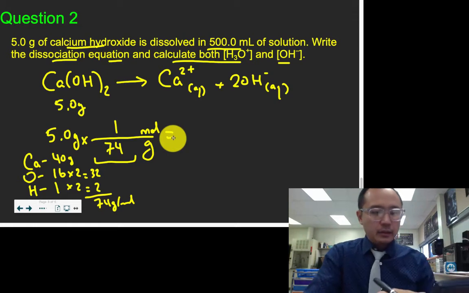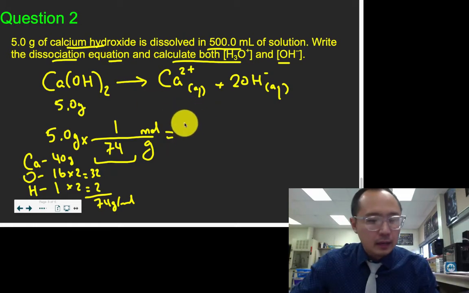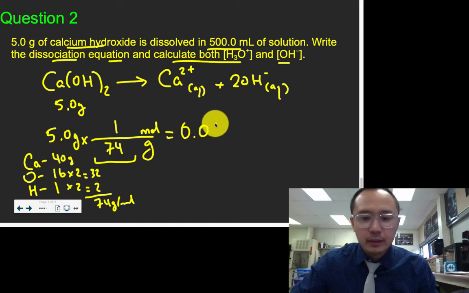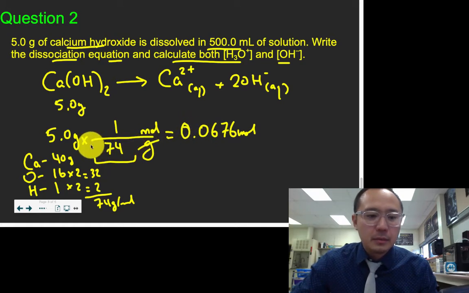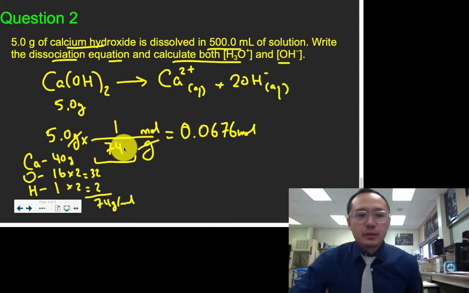Let's punch in my calculator. 5 divided by 74. So I have 0.0676 moles. That's my calcium hydroxide. I'm going to cancel out my units.